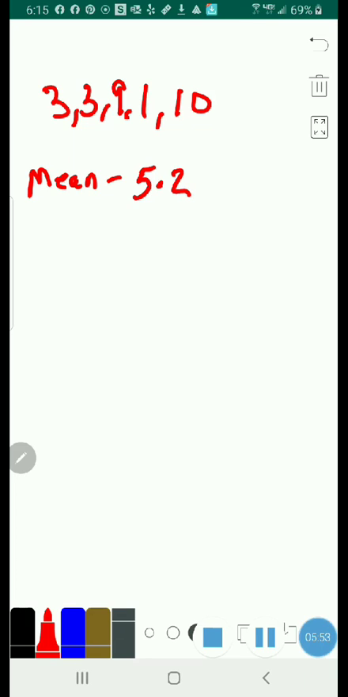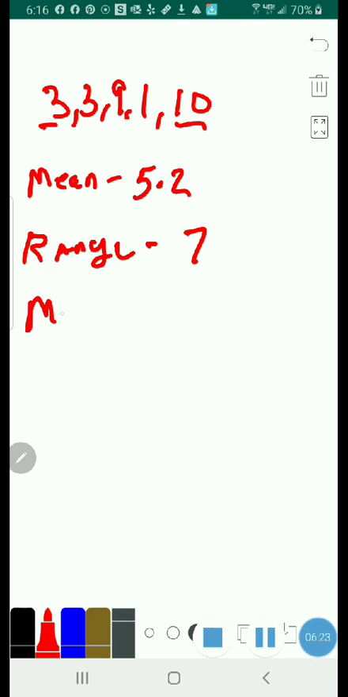Now let's do the range. Range is super easy. It's just a subtraction problem. So we take the largest number, 10, and we subtract the lowest number, 3. So 10 minus 3 is 7. So our range is 7. Okay? Our median is the number in the middle.